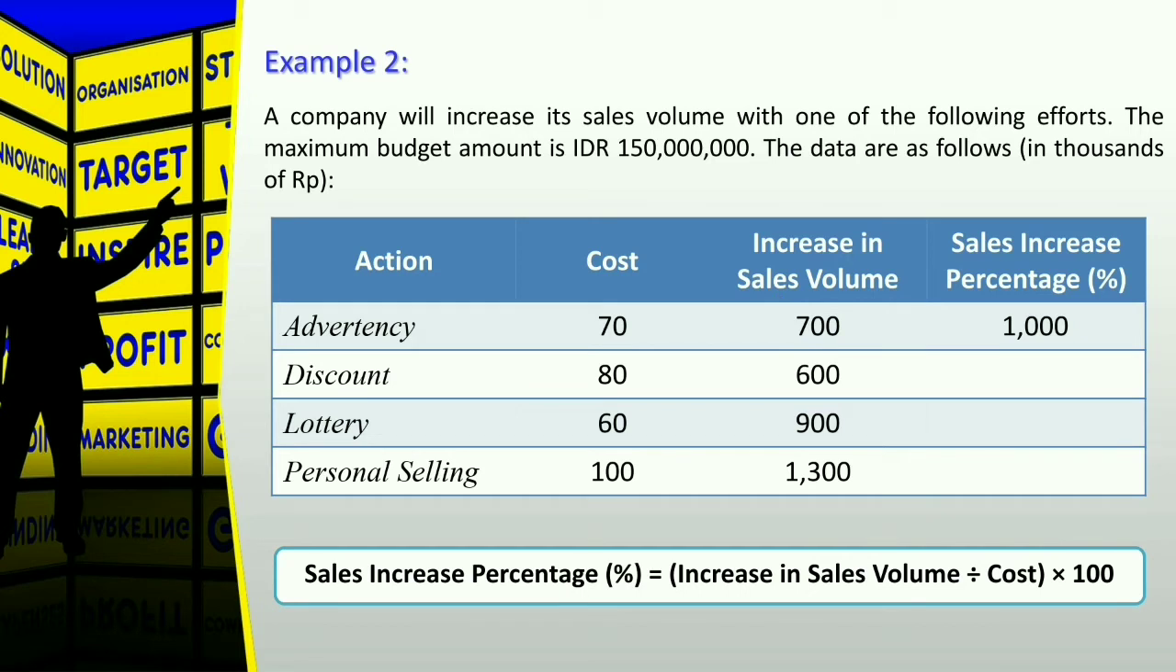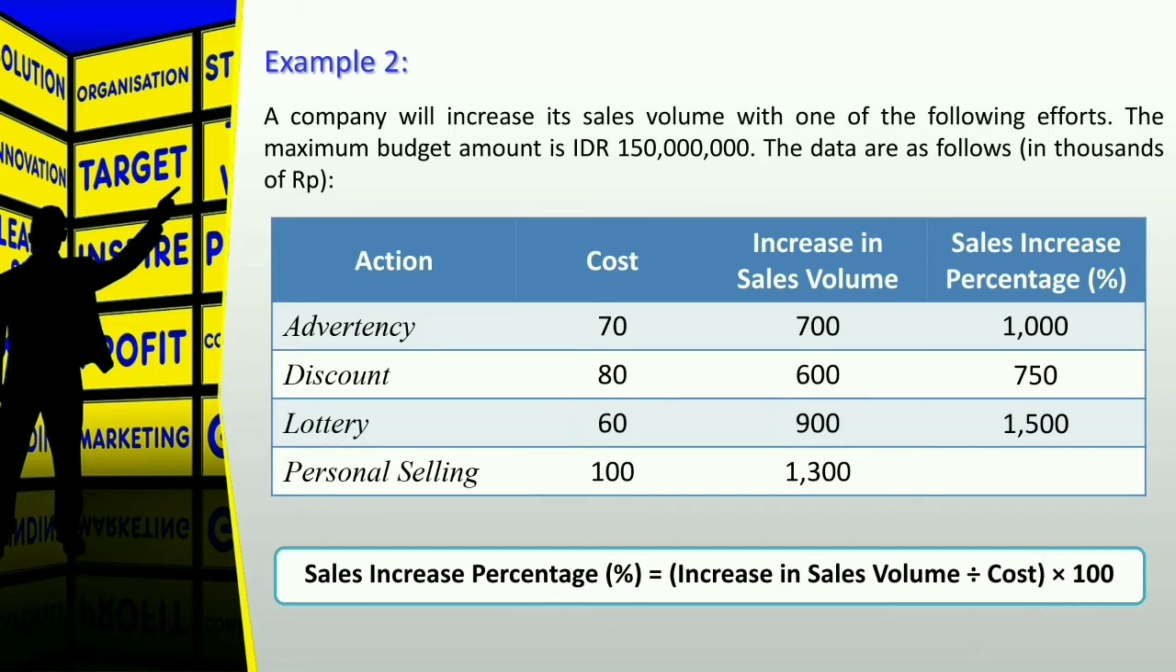Okay, next is discount. The sales increase percentage for discount is 750. The value of 750 is obtained from 600 divided by 80 then multiplied by 100. Okay. Next is lottery. The sales increase percentage for lottery is 1500. The value of 1500 is obtained from 900 divided by 60 then multiplied by 100.